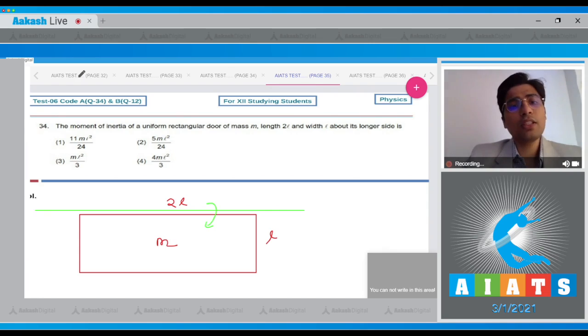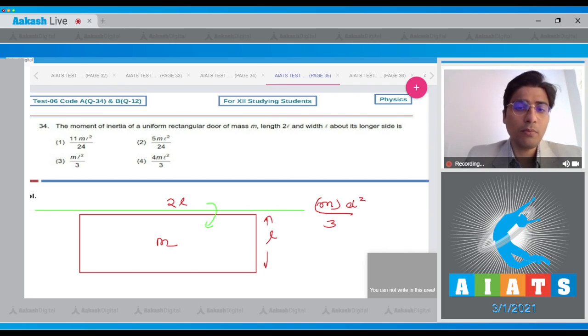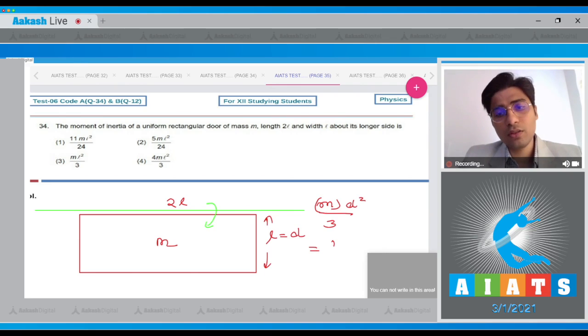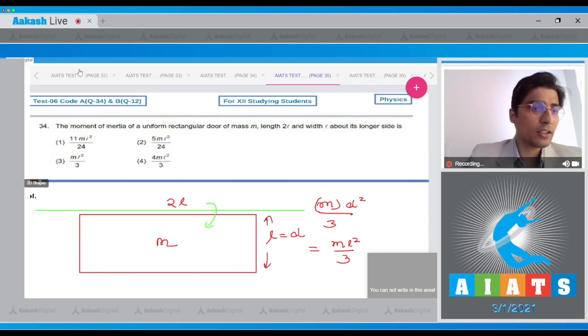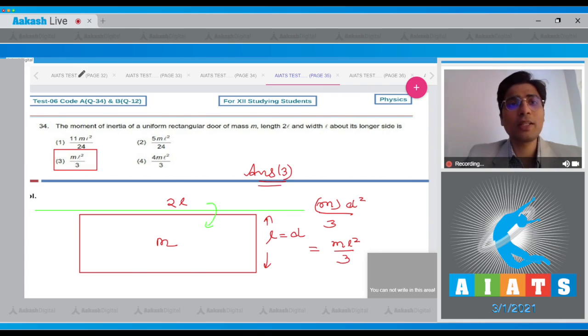Dear student, for this the moment of inertia is actually mass multiplied by the distance square divided by 3, where distance is the perpendicular distance from the axis, where d is given as l. So this will be m l square by 3. And hence for this question the correct answer is option number 3. Now let us solve the question number 35.